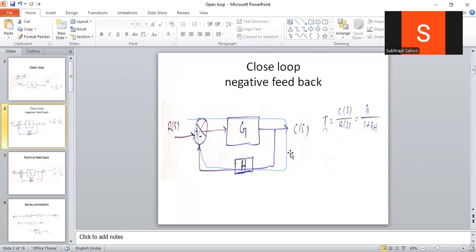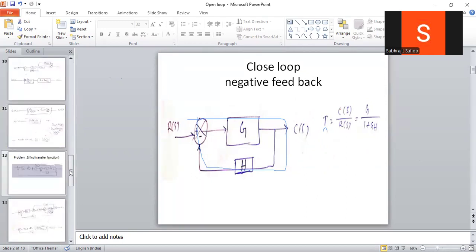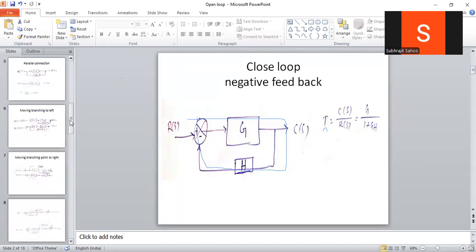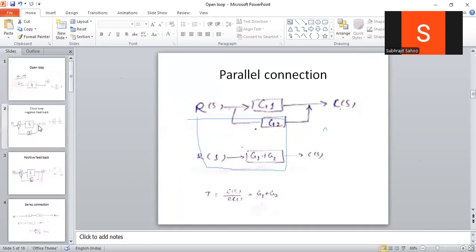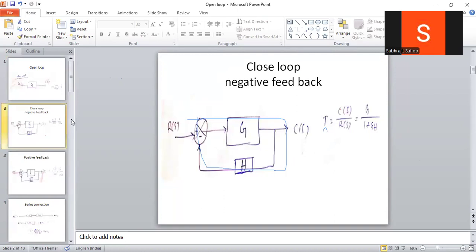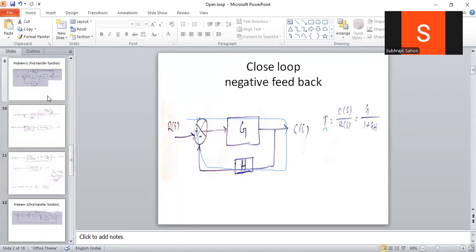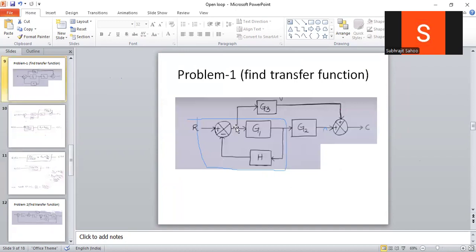This is not a parallel connection or series connection. This forms a closed loop, right? Don't confuse parallel connection and closed loop. They look similar. This is a parallel connection, but observe here G1 and here G2, the same kind of gain, so parallel connection. But in this case, this is gain and this is feedback. This is called a closed loop. So by moving this branching point to the right, now I'm getting a closed loop, and for this closed loop I'll find the transfer function.